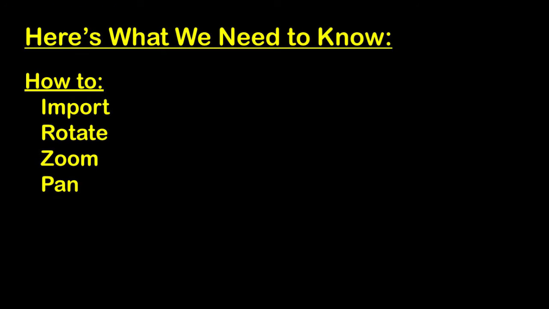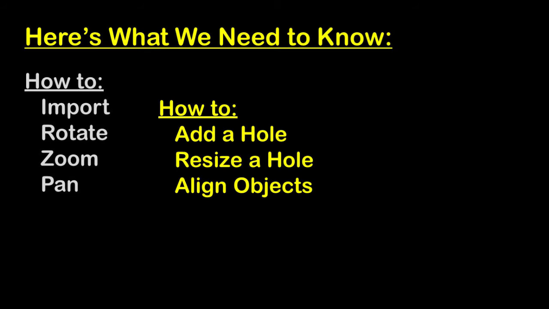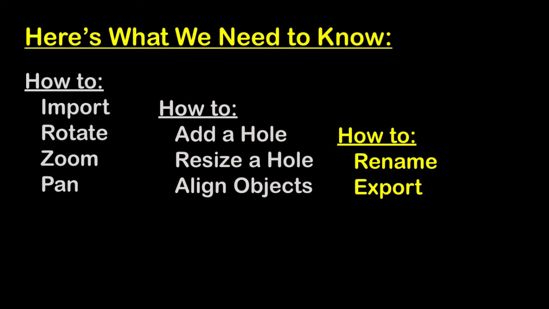Here's what you need to know. How to import an STL file into Tinkercad. How to rotate the model view. How to zoom the model view. How to pan the model view. How to add a hole to a model for a window or door. How to resize a hole or model shape. How to align holes or shapes. How to rename model files, and how to export a model for 3D printing.